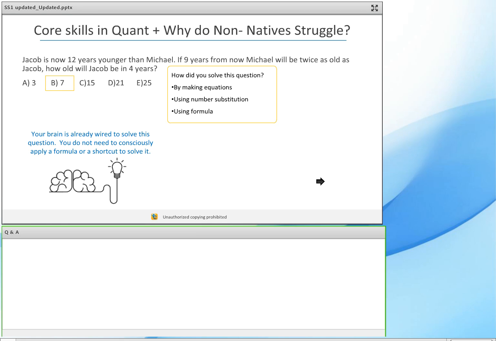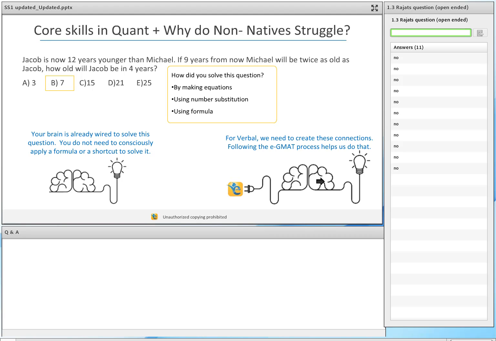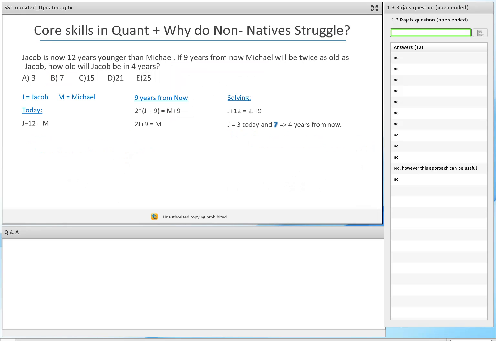Now, on the verbal section, do you think our brain's wired to do the same thing on the verbal section? The moment you see a question in verbal, your brain automatically starts to solve it, knows what you need to do in step 1, what you need to do in step 2, step 3, and so forth. No, it isn't. And that's why, for the verbal side of things, we do need to create the processes so that our brain does exactly the same. When you do that, that's when your ability in verbal becomes as good as it is in quant.